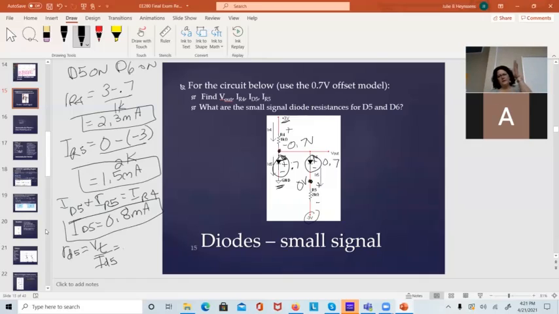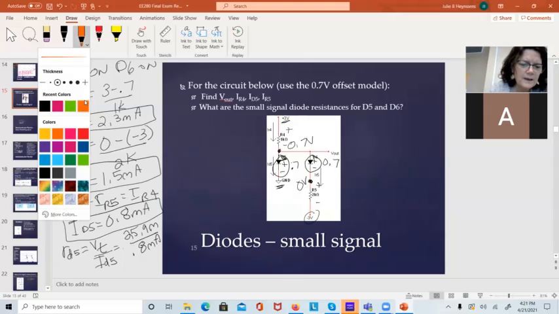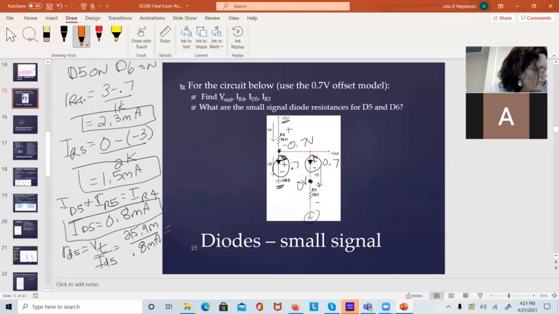VT is written on the very front of the final exam. It says it's 25.9 millivolts. So I'm going to use that. Millivolts over ID5, which was 0.8 milliamps. So that will, I got to change colors, or I can't draw on the purple. That is going to equal 32.4 ohms. That's pretty much all we did with the small signal model of a diode.